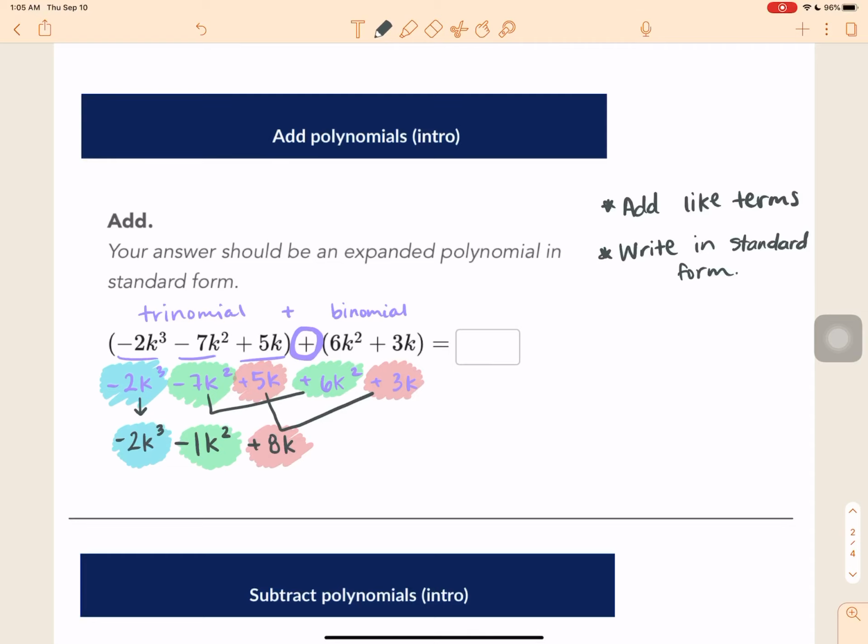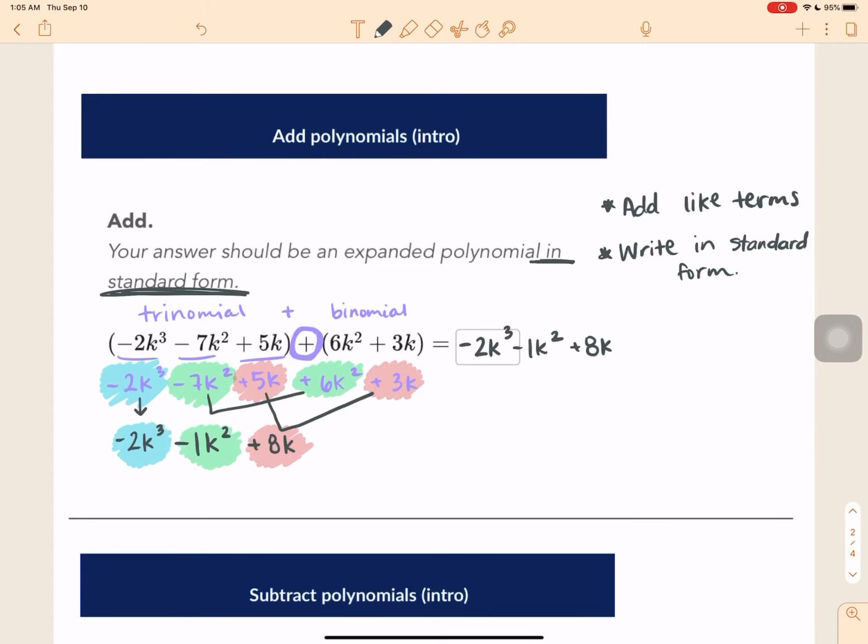In Khan Academy, if you were doing this problem, you would have to set up your answer in standard form. Otherwise, they will mark it wrong because they specify standard form. It's very important. Okay, this would be your answer in Khan Academy for this problem.